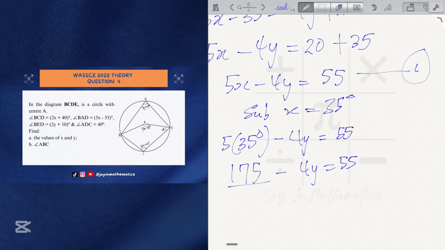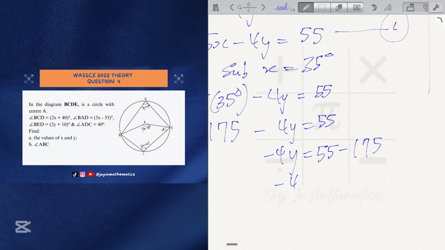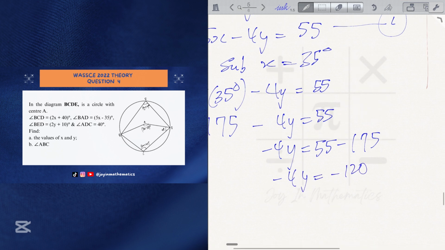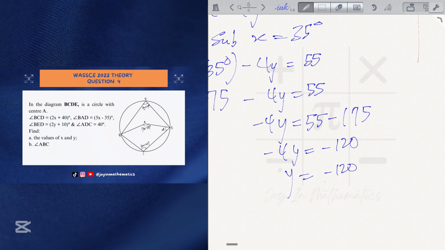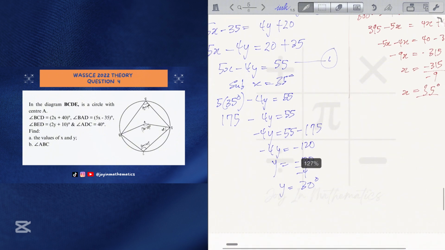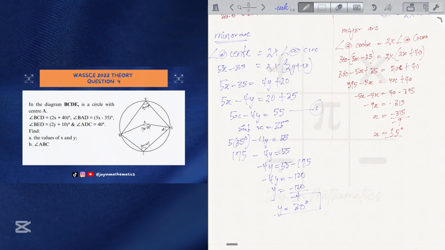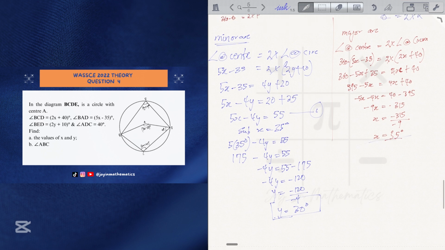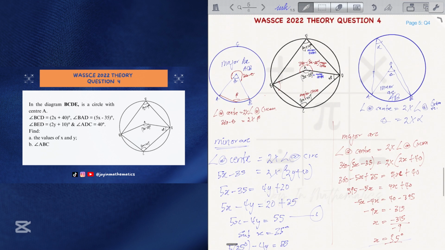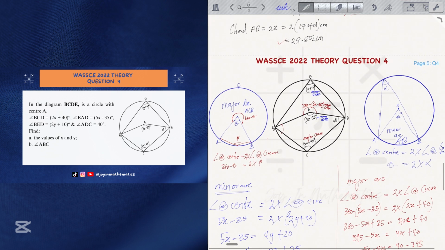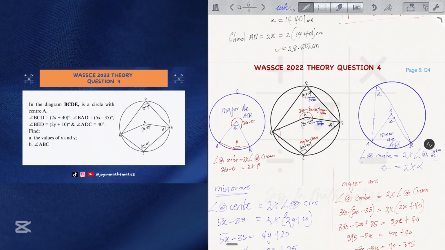So I bring 175 to the right hand side. So we have minus 4y is equal to 55 minus 175, and I will have minus 4y to be equal to minus 120. And I will have y to be equal to minus 120 divided by minus 4, and y is equal to 30 degrees. Now we have found the value of x and y. y is equal to 30 degrees and x is equal to 35 degrees. That is question A. And everything came from the understanding of the principle of angle at center is equal to 2 times angle at circumference.